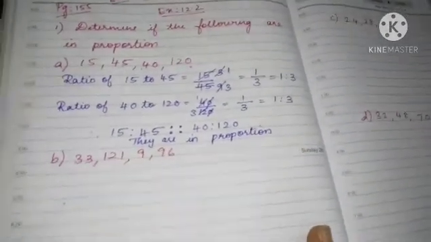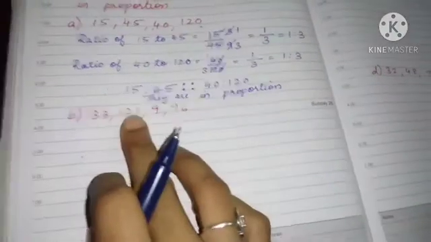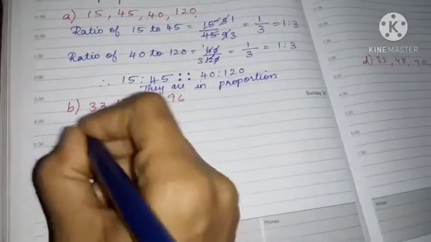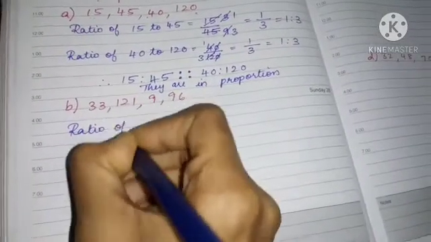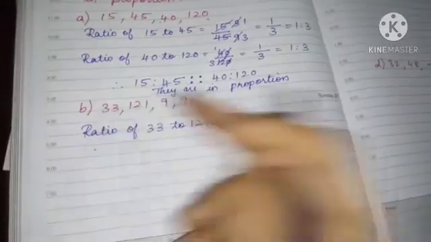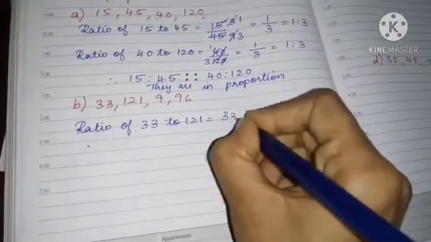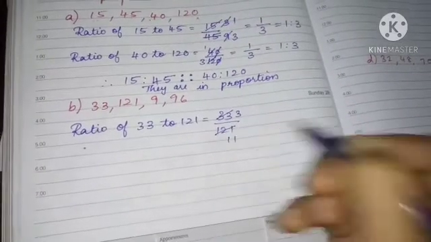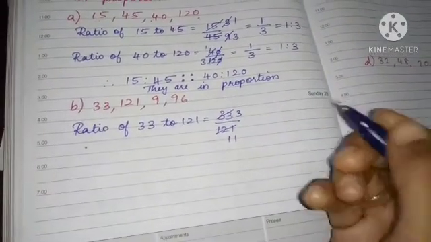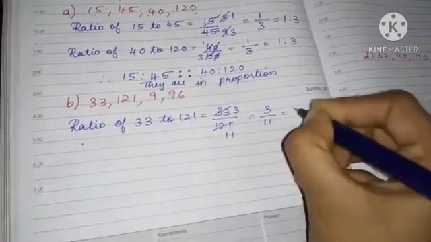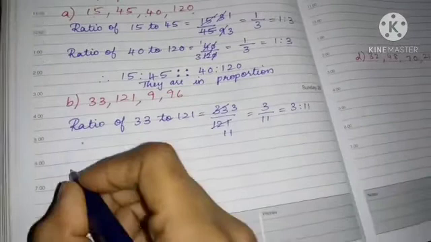Okay, the same way, next problem: 33, 121, 9, 96. First, the ratio of 33 to 121. I have taken the first two terms, so 33 divided by 121. 11 threes are 33, 11 elevens are 121. Can we cancel this anymore? No. So 3 by 11 is equal to 3 is to 11.